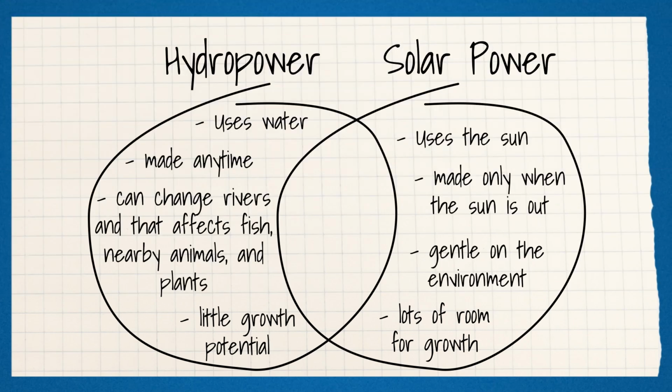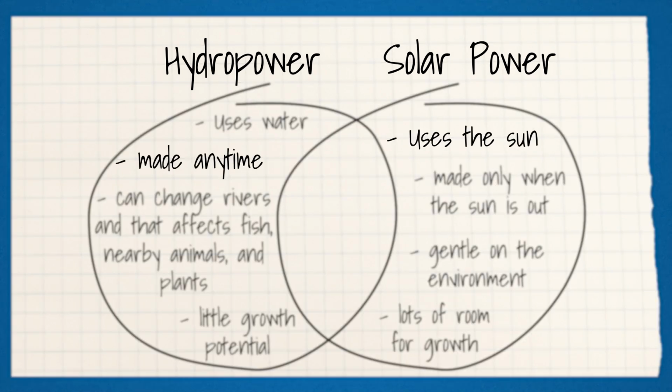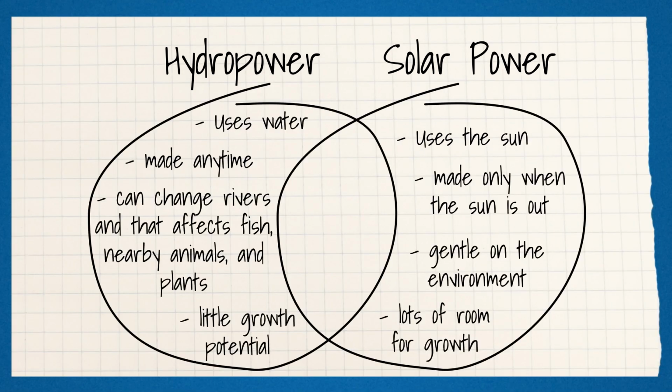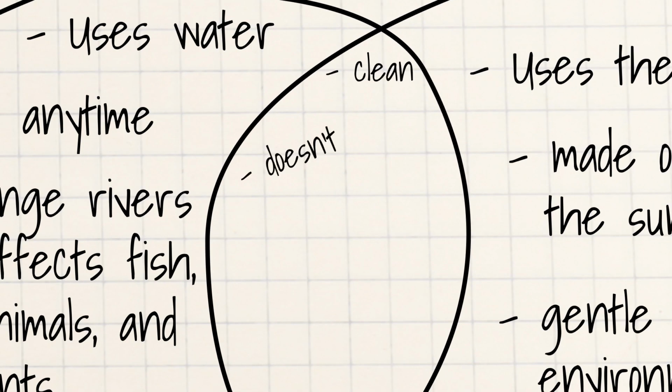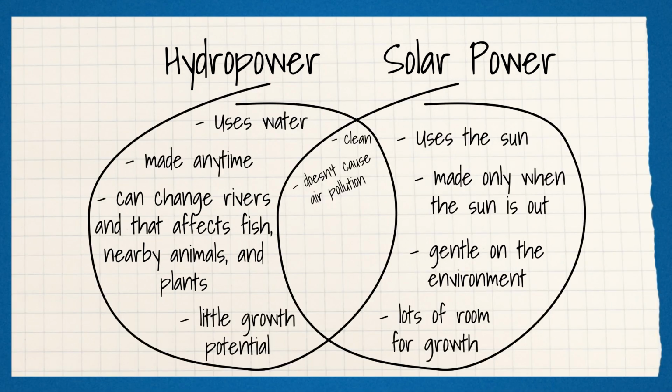First, let's start with the main difference between the two types of energy, which is right in their names. Let's move on to reliability. Now, environmental impact. They're alike in two ways under this category. Rivers can change because of hydropower and makes it harder for fish to swim. It can even affect nearby animals and plants. What about growth potential?